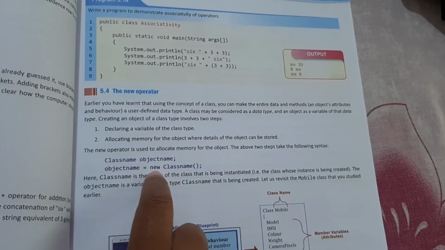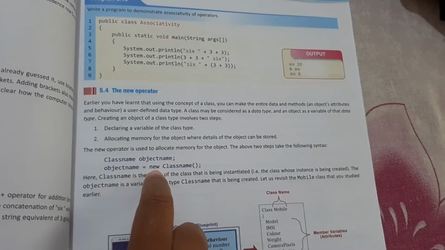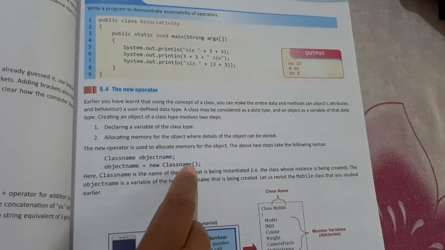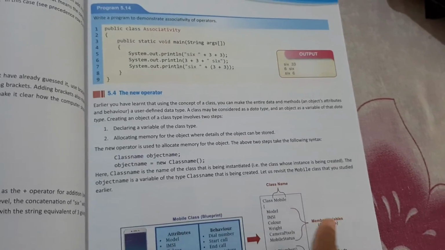Okay, the new operator is used to allocate a new memory in order to create the object. Okay, so the class name, you can write it as associativity. So this is about the new operator.